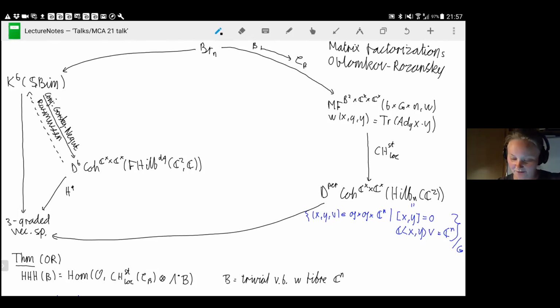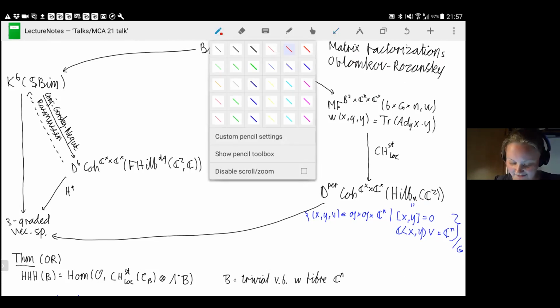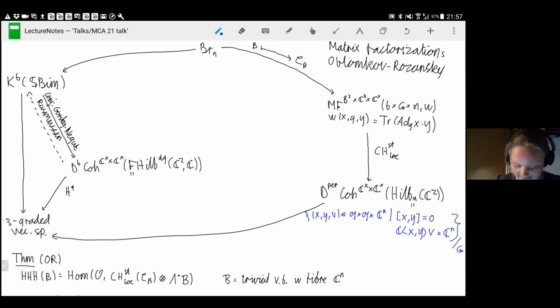Now I'm going to relate those two, because this is an explicit construction inspired by string theory, and it's not at all clear what it has to do with the other, only that at the end of the day they compute the same thing. So why do they compute the same thing? Maybe before I say that, I should tell you what this is.